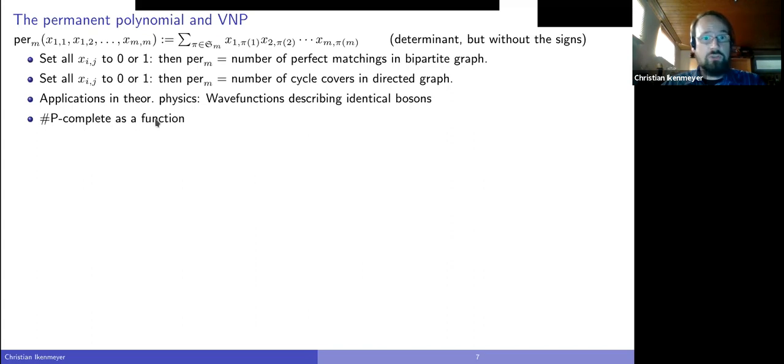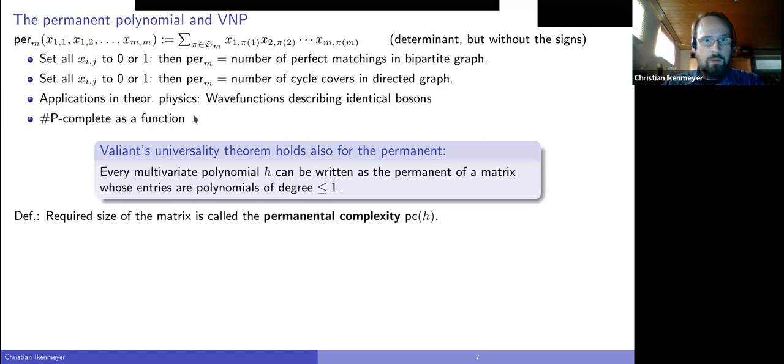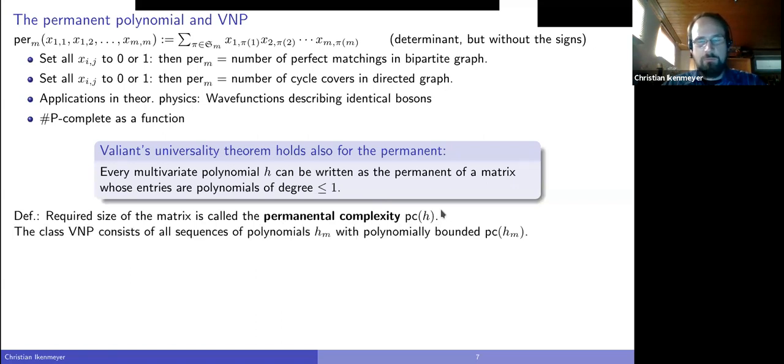And as a function, it's also sharp P-complete. So we expect this to be very, very difficult to compute. And Valiant's theorem that everything can be written as a determinant also holds for the permanent. Every polynomial can be written as a permanent of a matrix with linear entries. And you can define the permanental complexity, PC, of your polynomial. It's the smallest size of a matrix so that the permanent is your polynomial. And the class VNP is the sequences of polynomials where the permanental complexity is polynomially bounded.